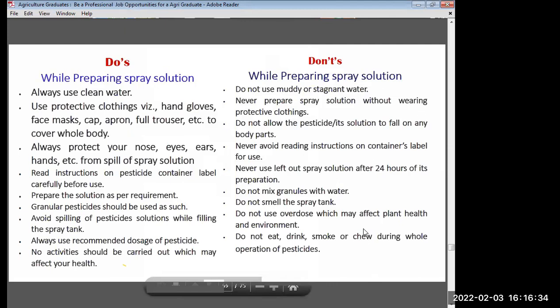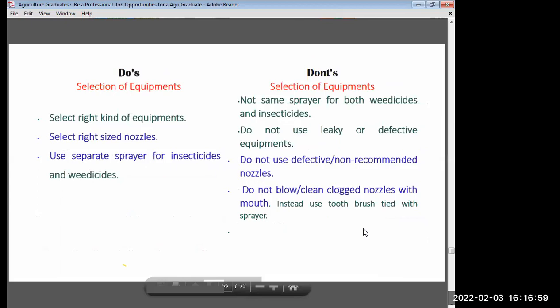Next, preparing the solution. You need protective clothing: hand gloves, face mask, cap, apron, full trousers, and everything. You must cover your nose, eyes, ears, etc. And you must prepare the solution as per requirement, following the formula or the ready reckoner. Next, you should not eat or smoke.